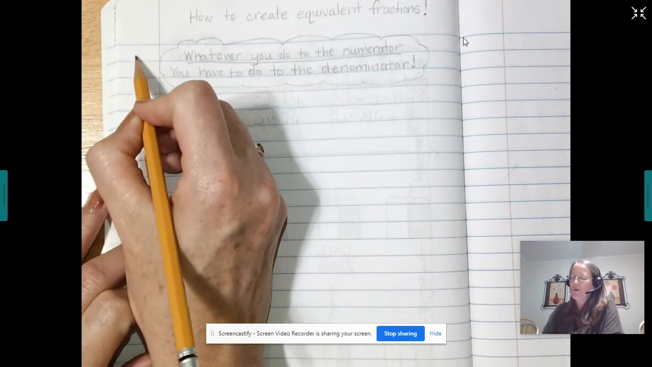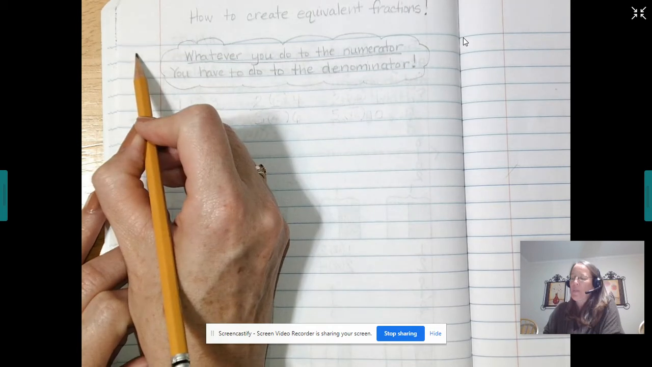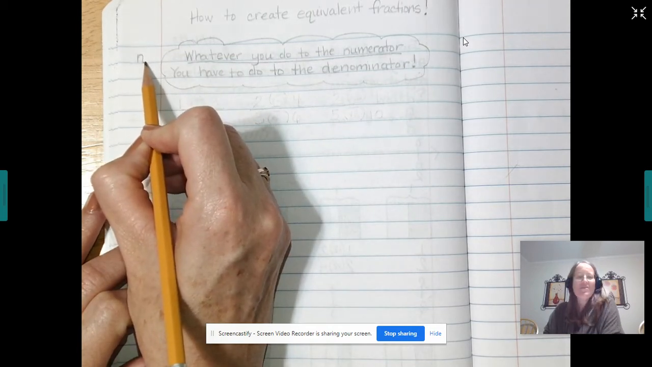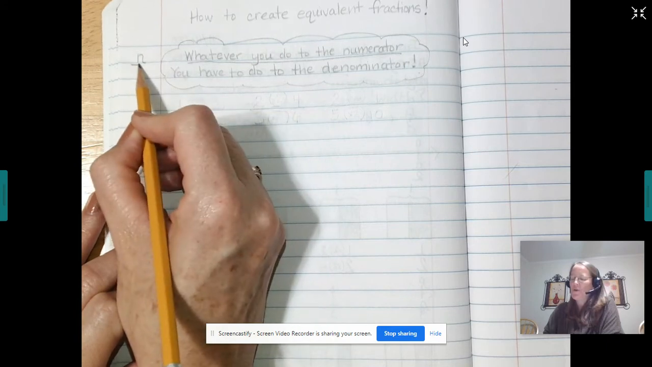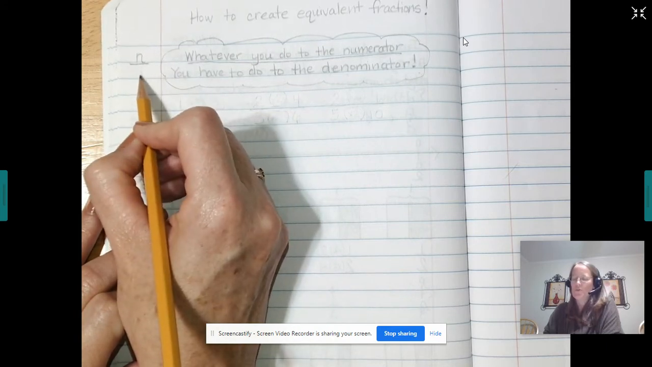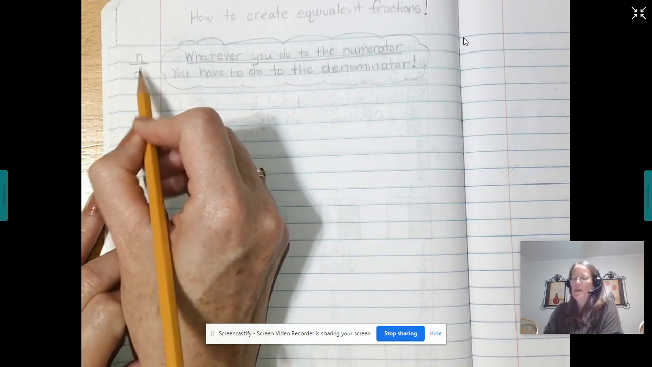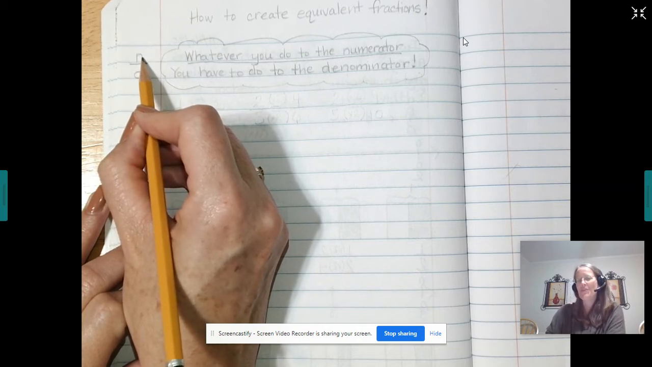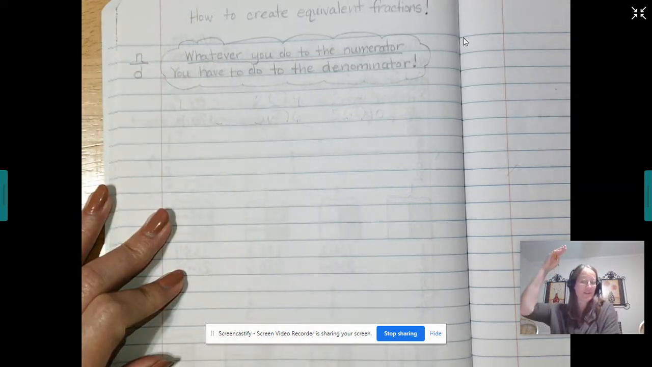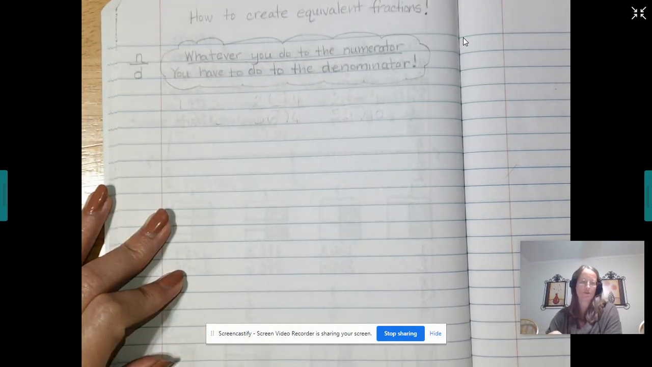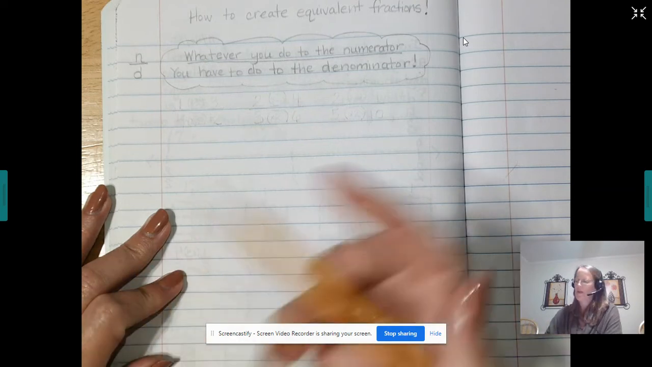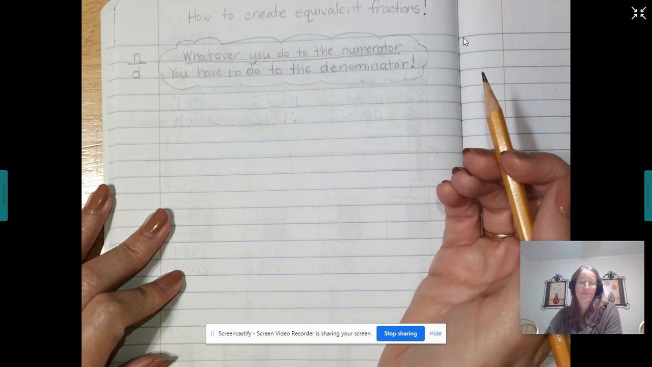If you remember that whatever you do to the numerator, you have to do to the denominator. The numerator sits on the top of the line, and so my voice is really, really high. And the denominator is sitting under the fraction line or the fraction bar, so my voice is really, really low. Mrs. Dunford would be so proud.